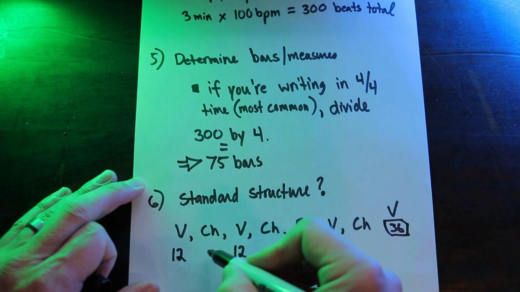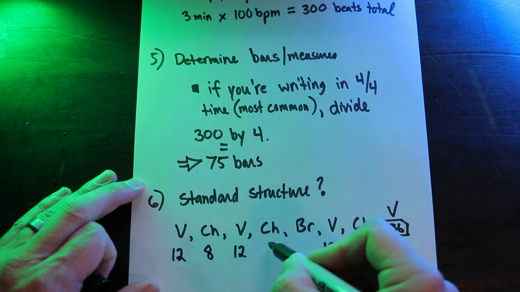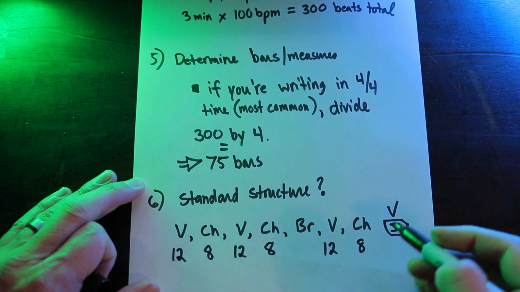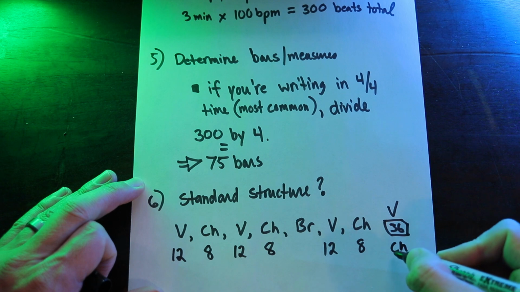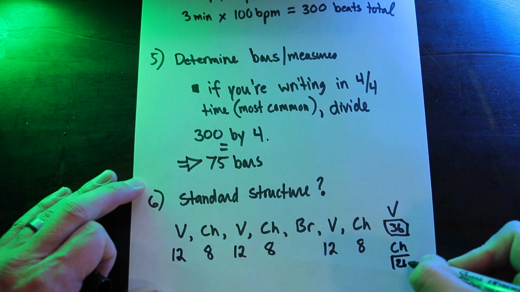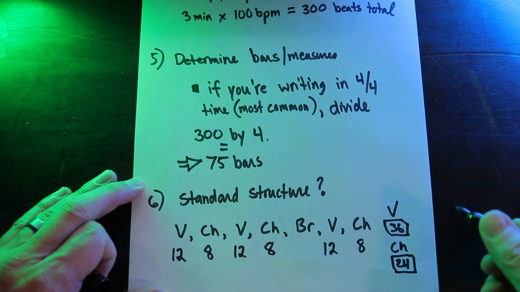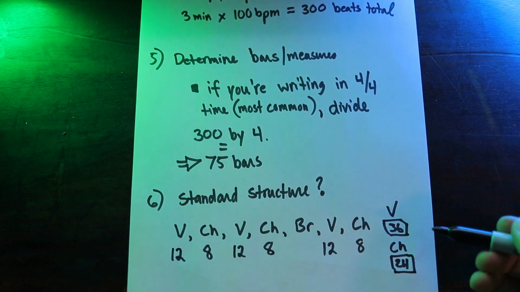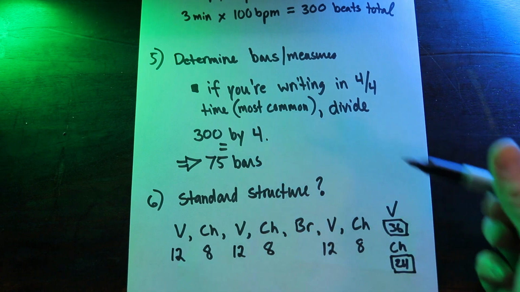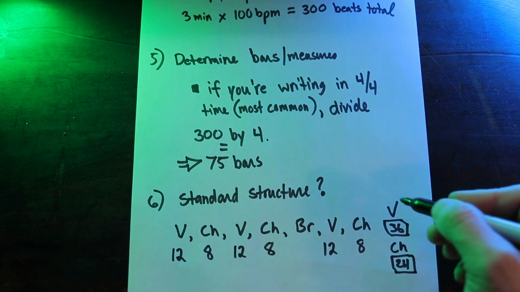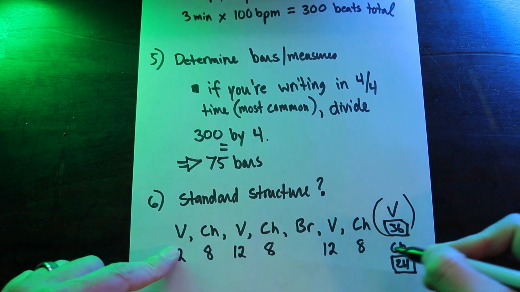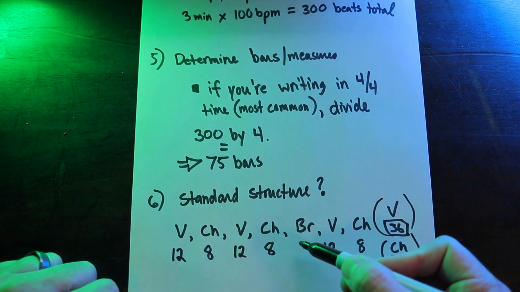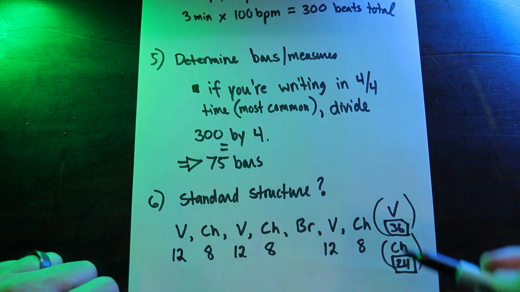Next, let's say we have 8-bar choruses. 8, 16, 24. So choruses, we have 24. 24 and 36 is 60. So now we know out of 75 bars, we've used up about 60 of them, dealing with just the verses and the choruses. Do we really want to do a 15-bar bridge to reach 3 minutes?